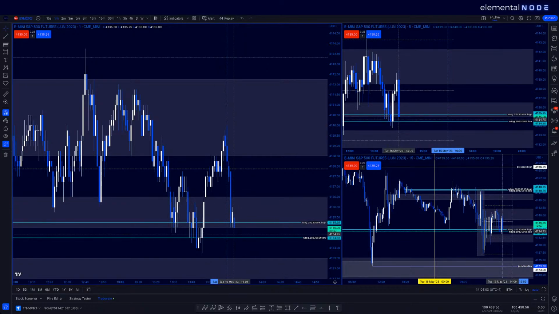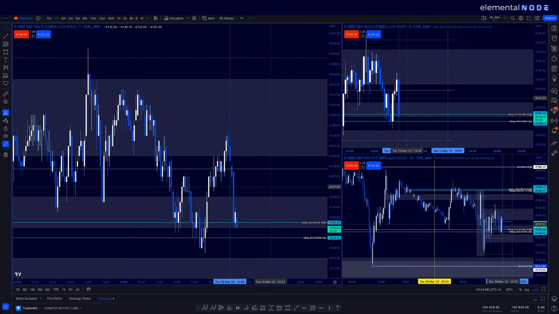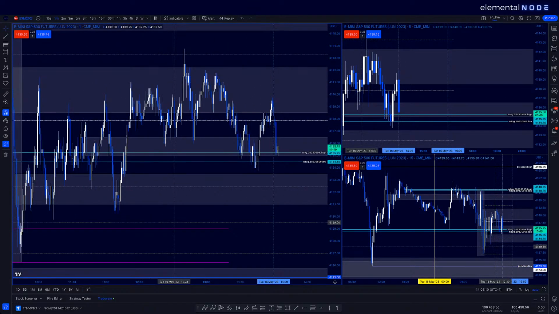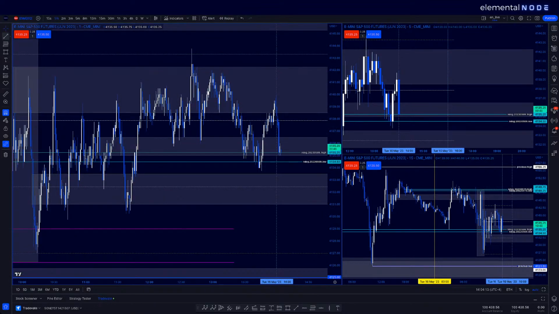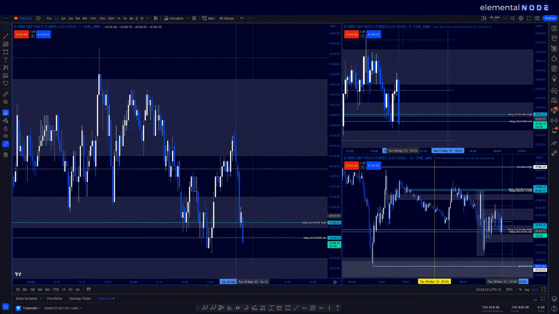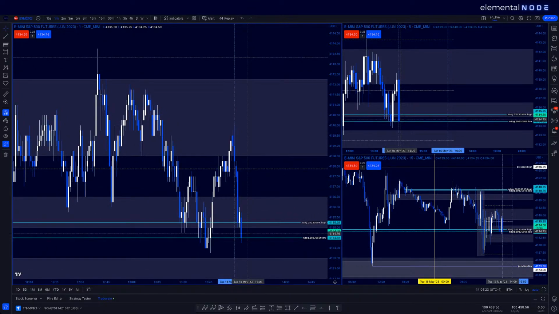Would I like something like this to continue downward? Yes, I would. But, or no, what am I looking for here? I am looking for, if anything, we continue downward, we go to this area. So here we can possibly get an entry here. Quick little scalp.